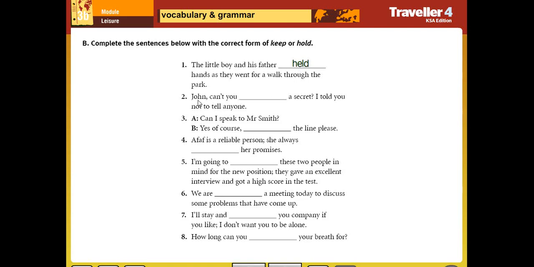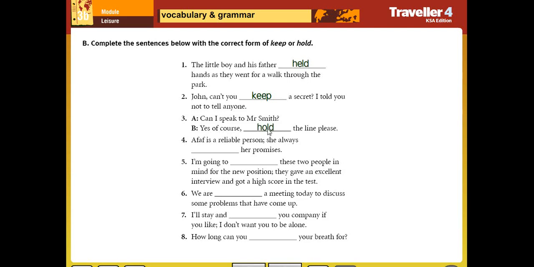John, can't you a secret? سر. Can't you a secret, ألا تستطيع الاحتفاظ بالسر? I told you not to tell anyone. طيب hold a secret or keep a secret? Can anyone tell me? Oh, yes, it's keep a secret, احتفظ بالسر. Can I speak to Mr. Smith? نتخيل كده you're calling and this is the operator, هو ده الأوبريتور اللي بيرد على الهاتف. قال لك yes of course, معاك الخط.